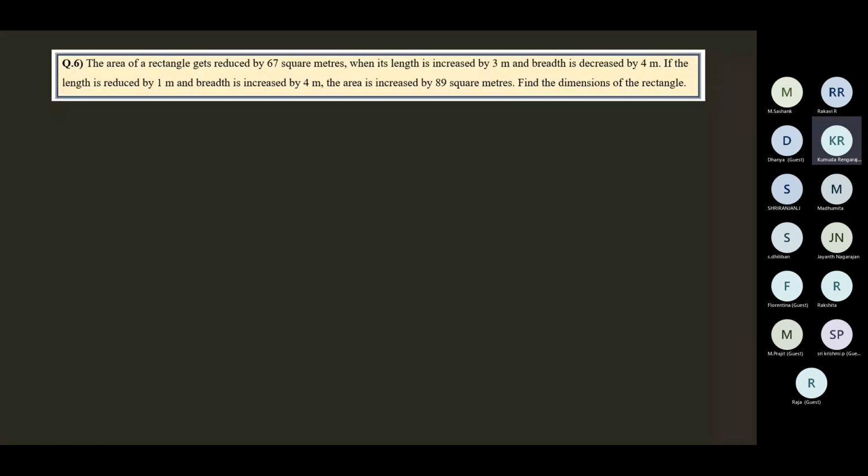So see here, children, the area of a rectangle gets reduced by 67 meters square when the length is increased by 3 and the breadth is decreased by 4. So we'll say let the original length be x. Let the original breadth be y. Okay, now they're doing some alterations.